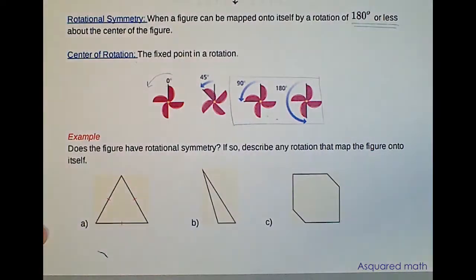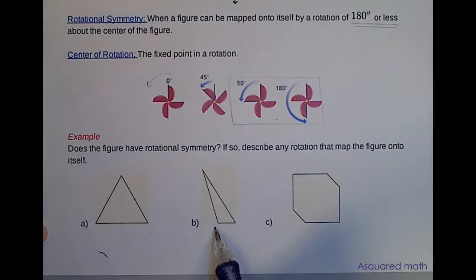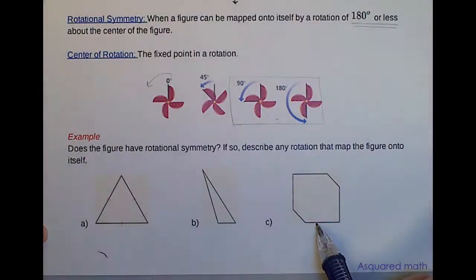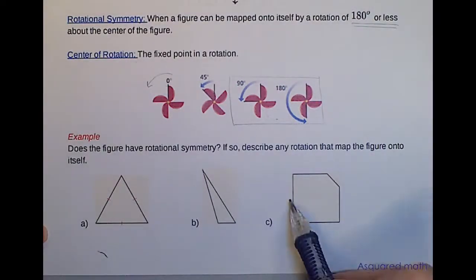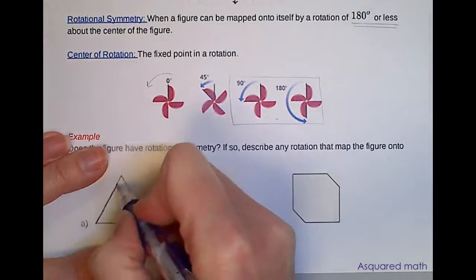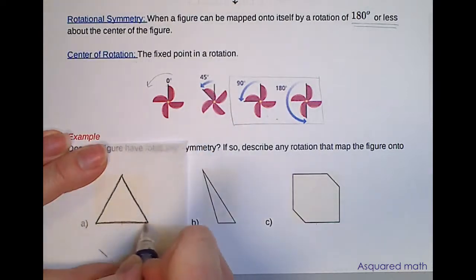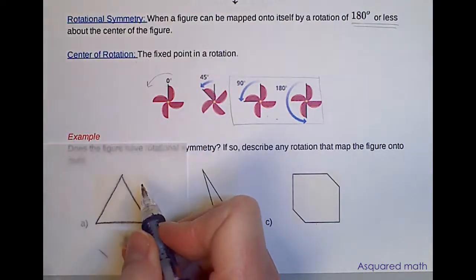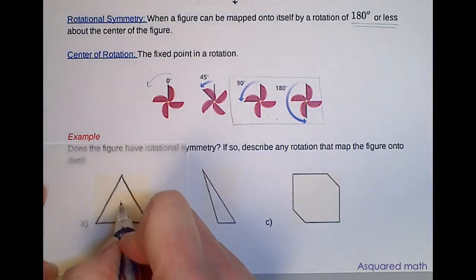Some examples we have down here. We have an equilateral triangle, scalene triangle, and then this 1, 2, 3, 4, 5, 6 hexagon. And if you're ever unsure, trace your shape, approximate the middle, and then rotate it. Also, draw on the crosshairs so you can see how far you've rotated.